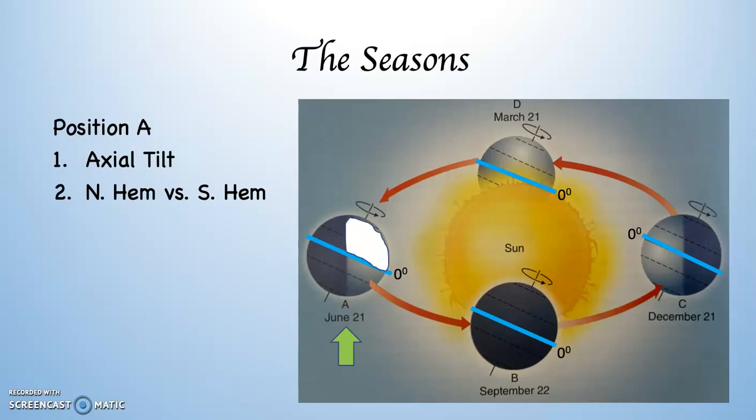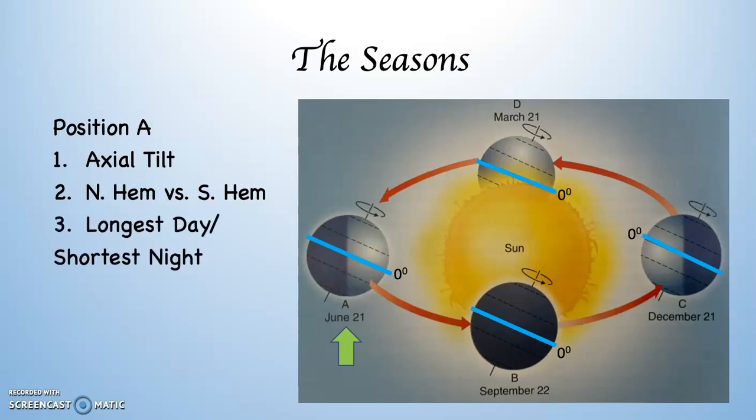Also notice this. At position A, most of the northern hemisphere is in daylight. If you compare that to the southern hemisphere, most of the southern hemisphere is in darkness. This is, in the northern hemisphere, the longest day of the year and the shortest night of the year. So in other words, the sun is going to rise at its earliest time and it's going to set at its latest time.